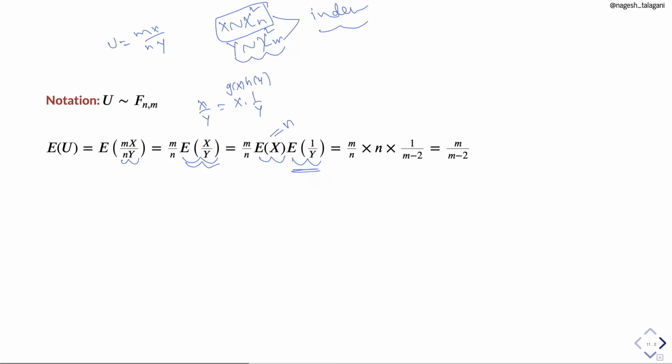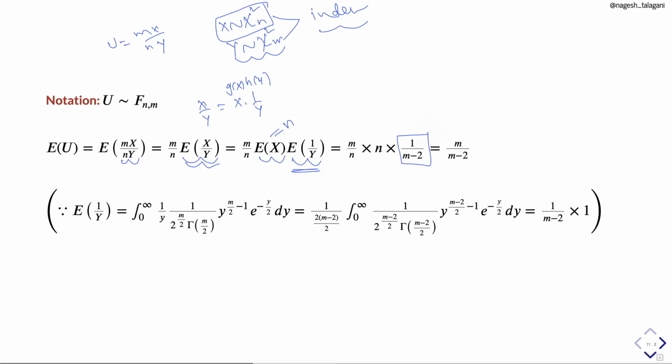So the expectation of 1 by y is going to be 1 by m minus 2, because we already worked out this calculation. Now this n cancels, so we'll end up with m by m minus 2. So the expectation of the f distribution with n and m degrees of freedom is equal to m by m minus 2.